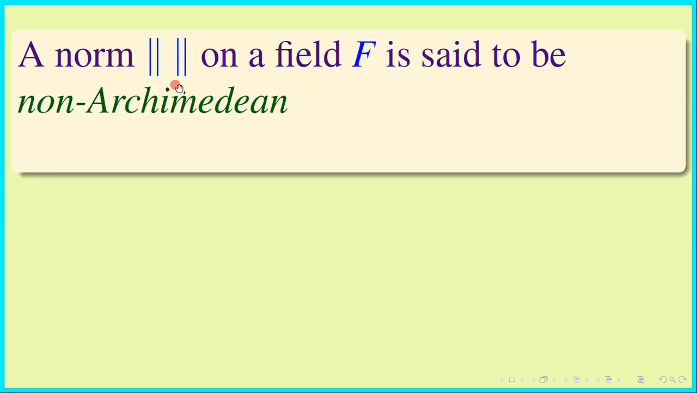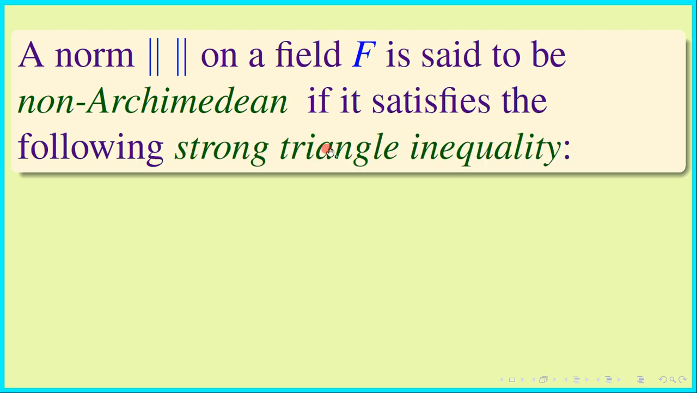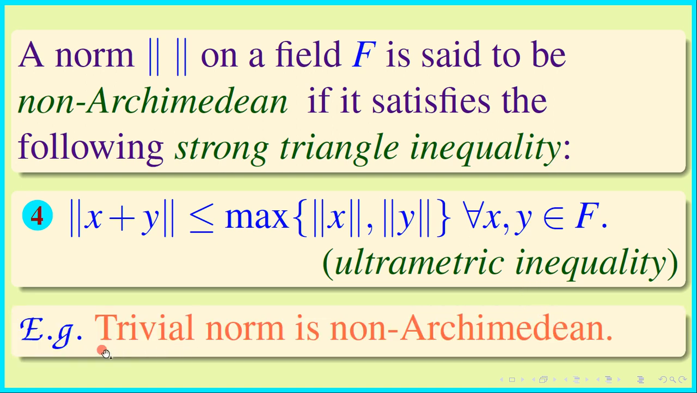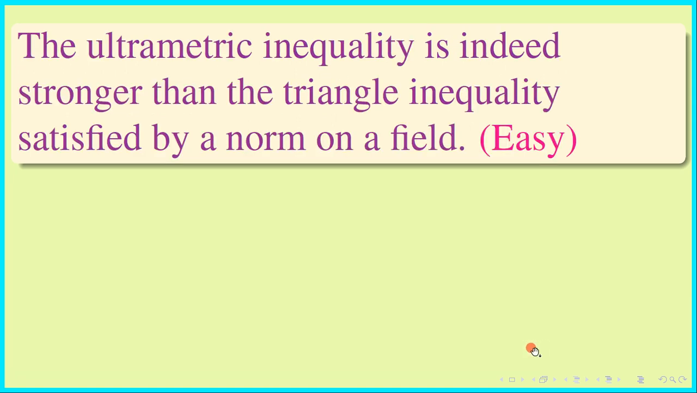A norm on a field F is said to be non-Archimedean if it satisfies the following strong triangle inequality: norm of x plus y is less than or equal to the maximum of norm x, norm y for all x, y in F. This is also called the ultrametric inequality or strong triangle inequality. For example, the trivial norm is non-Archimedean. The ultrametric inequality is indeed stronger than the triangle inequality satisfied by a norm on a field.